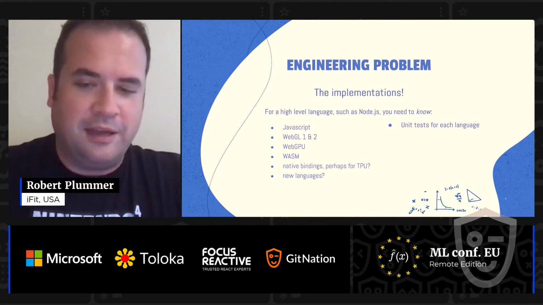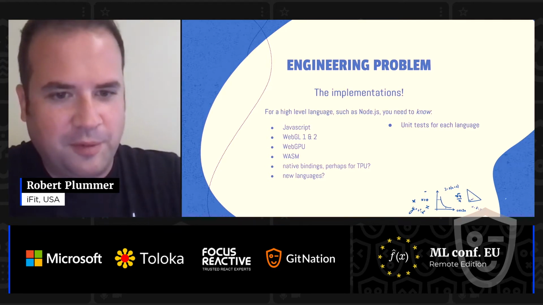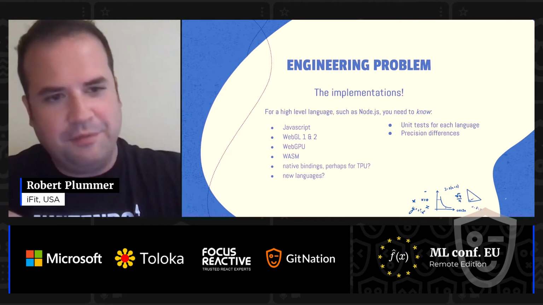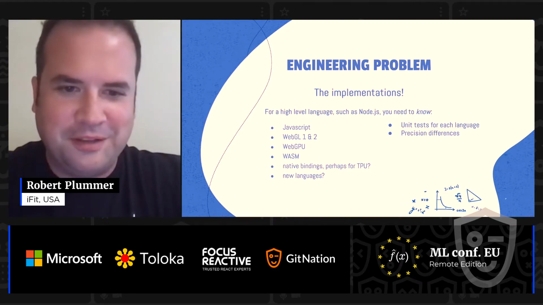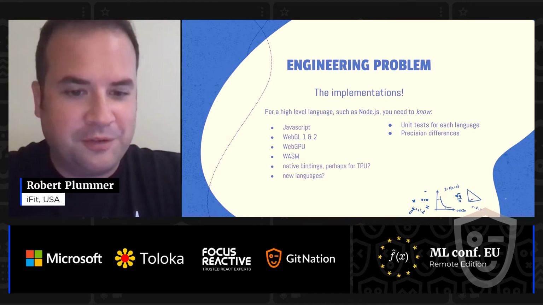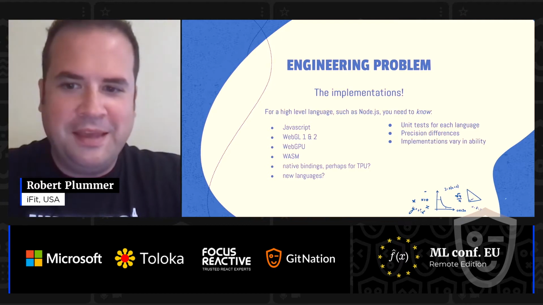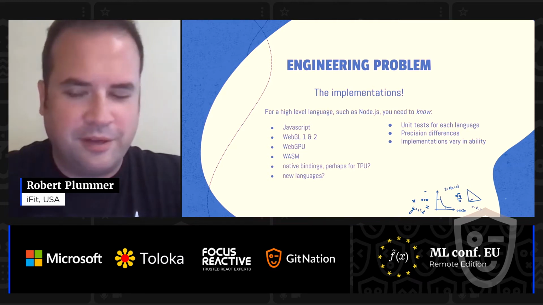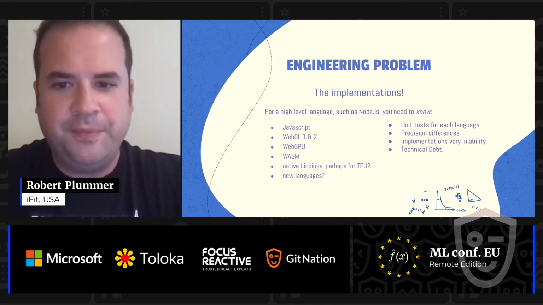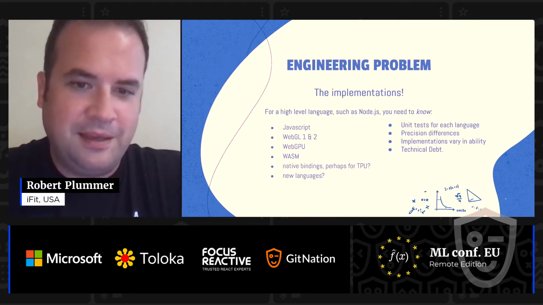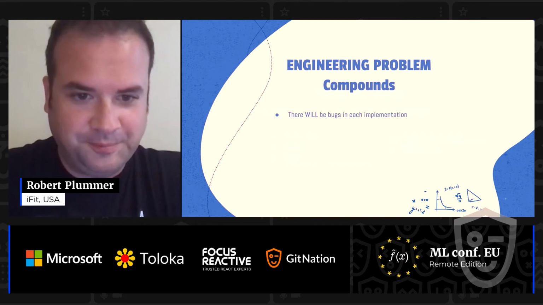And also, you don't want to forget about unit tests for each language, because you want to make sure that your stuff stays together. And they don't tell you this when you're developing on the GPU, or when you start getting really close to the hardware, that there are precision differences that have to be managed, and that each implementation has various needs, and so they're going to need different abilities, different capabilities, and each one is going to eventually compound technical debt. That's just how development goes.